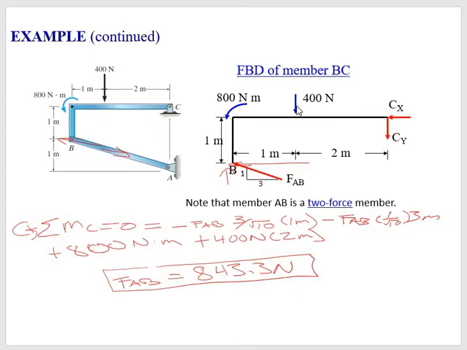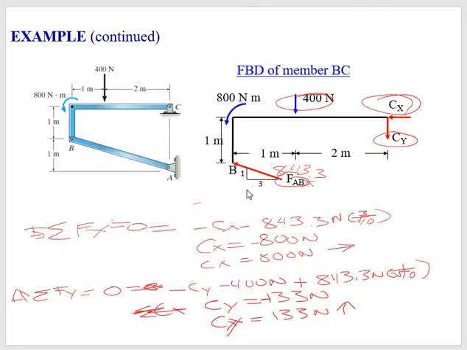So the moments about C, we have 400 times 2 here. Then I have a negative 800, plus 800, I apologize, that's counterclockwise. And then I have FAB in the X direction, which is 3 over the square root of 10 times 1 meter. And then I have FAB in the Y direction, which is 1 over the square root of 10 times 3 meters, because it's 3 meters from C. And that shows me that FAB equals 843.3 newtons.